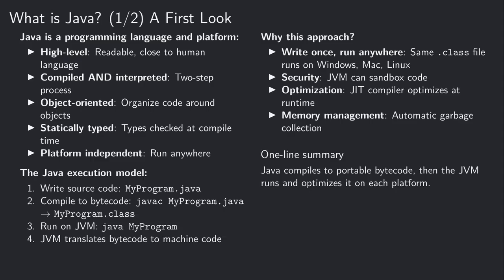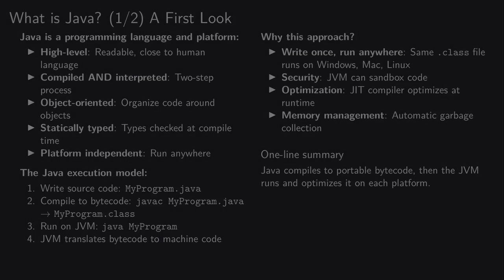So why do this two-step approach? First, portability, write once, run anywhere. The same bytecode can run on Windows, Linux, macOS as long as there's a JVM. Second, security, the JVM can sandbox and restrict what code can do. Third, performance, the JVM uses a JIT compiler to optimize while running based on what the program actually does. And finally, memory management. Java gives you garbage collection, which reduces entire categories of memory bugs. That convenience matters even more once your program is multi-threaded, because manual memory management plus concurrency can become a nightmare.